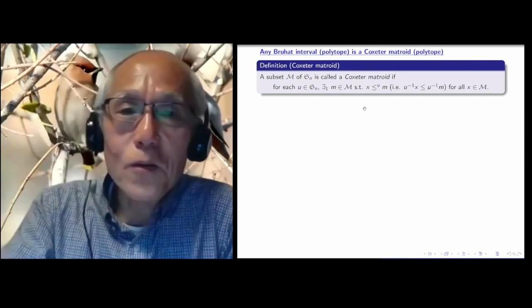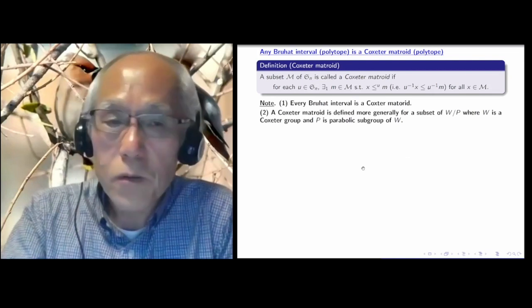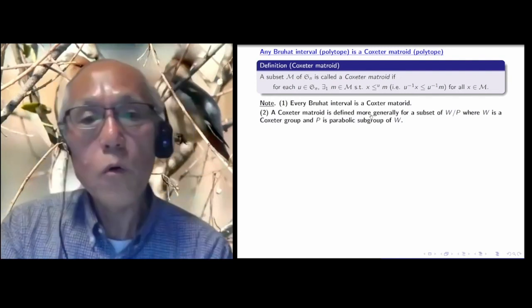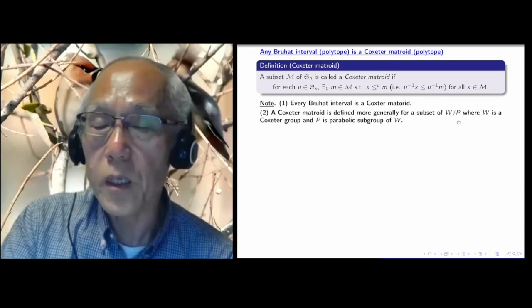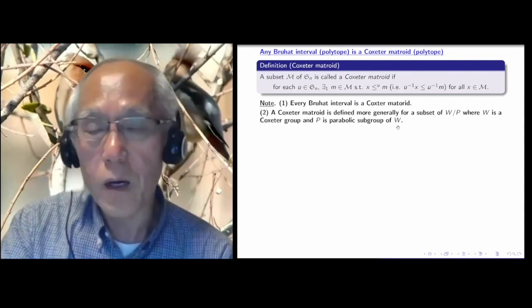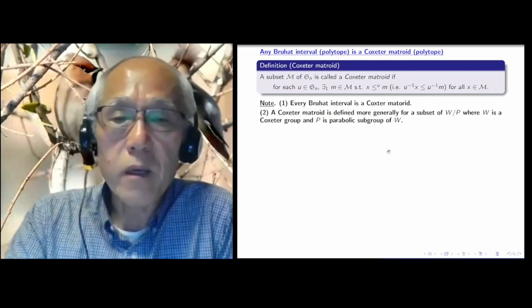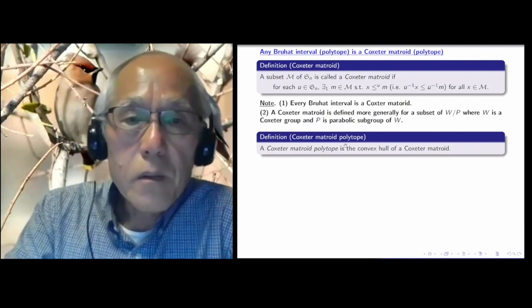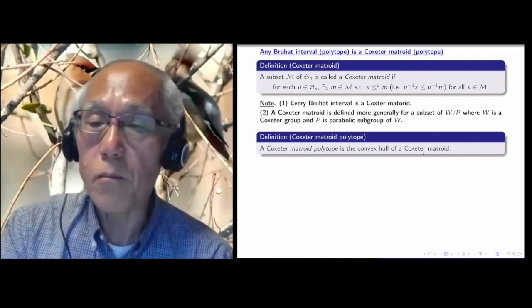So this is the definition of Coxeter matroid. Every Bruhat interval is a Coxeter matroid. The Coxeter matroid is defined more generally for a subset of W quotient by a parabolic subgroup P, where W is a Coxeter group and P is a parabolic subgroup of W. Here I take P to be trivial, the identity, and W is Sn. The Coxeter matroid polytope is the convex hull of a Coxeter matroid.